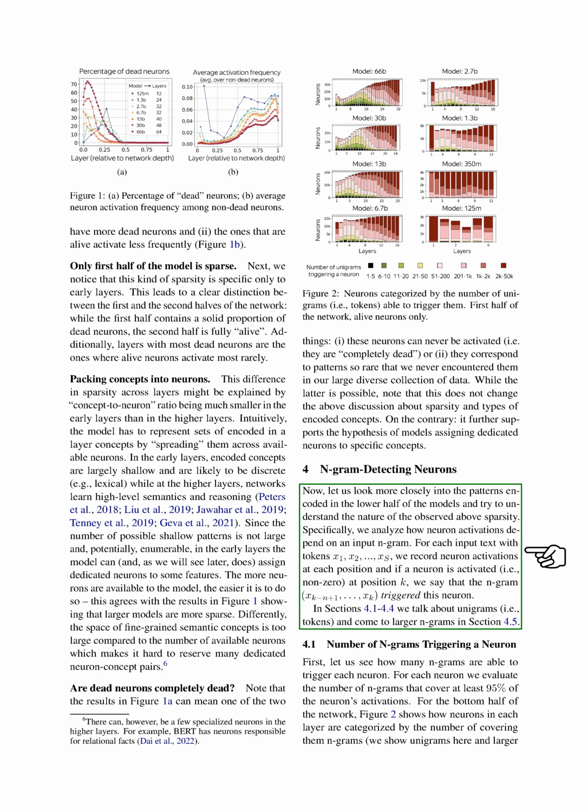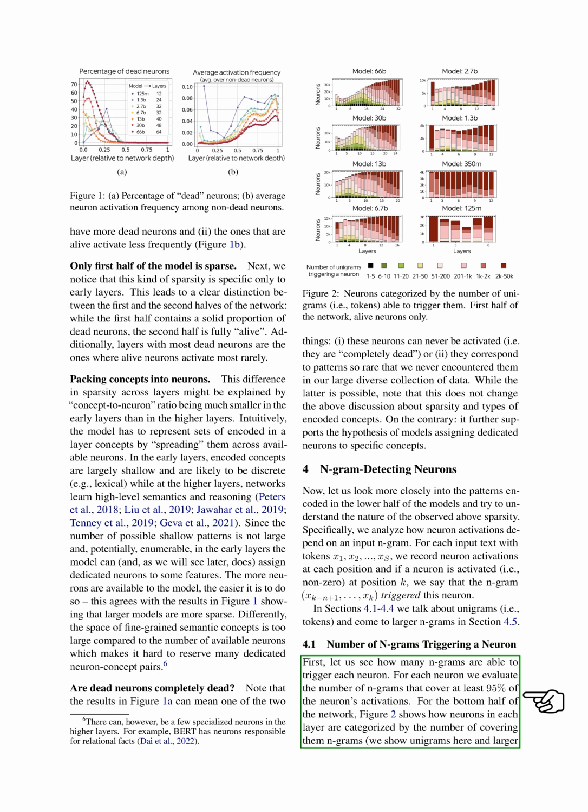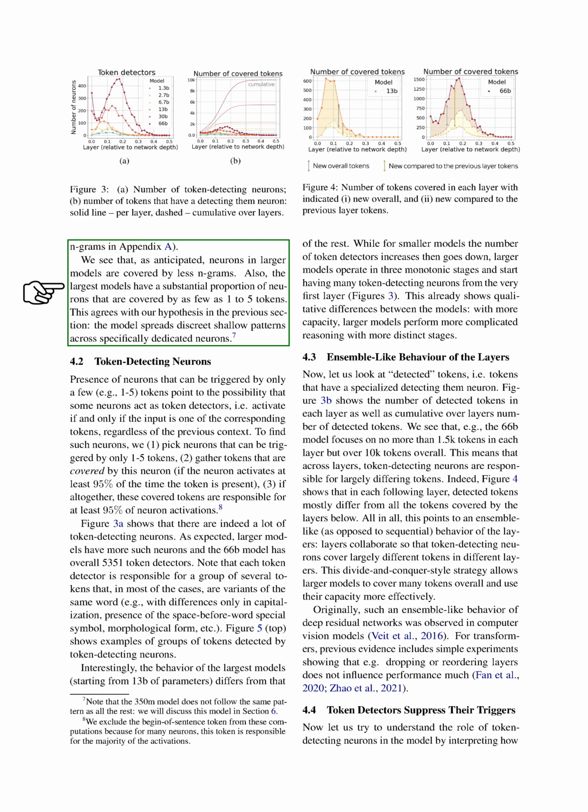Next, we analyzed how neuron activations depend on an input n-gram. For each input text with tokens, we recorded neuron activations at each position, and if a neuron is activated at position k, we say that the n-gram triggered this neuron. We then looked at how many n-grams are able to trigger each neuron. For each neuron, we evaluated the number of n-grams that cover at least 95% of the neuron's activations. As anticipated, neurons in larger models are covered by fewer n-grams.